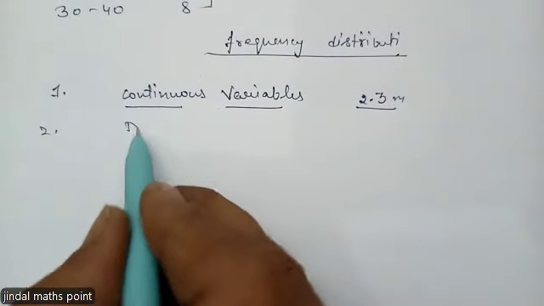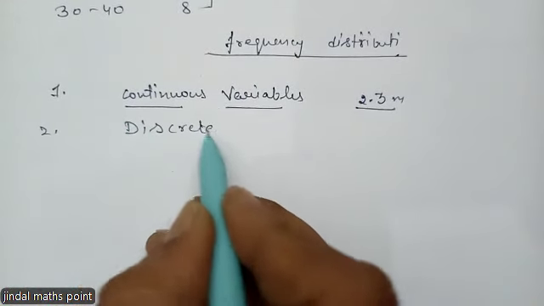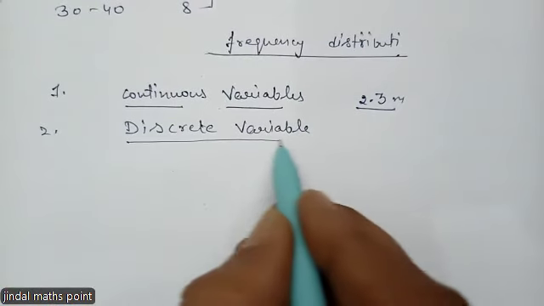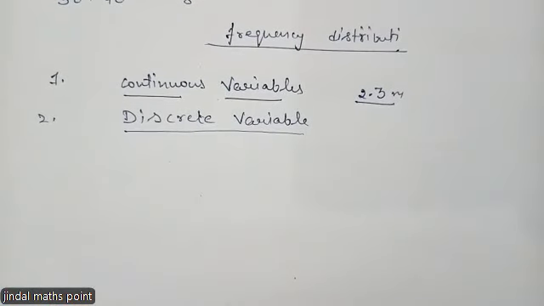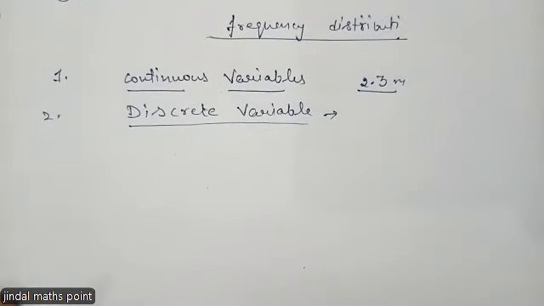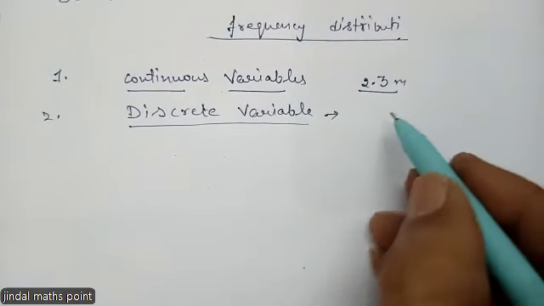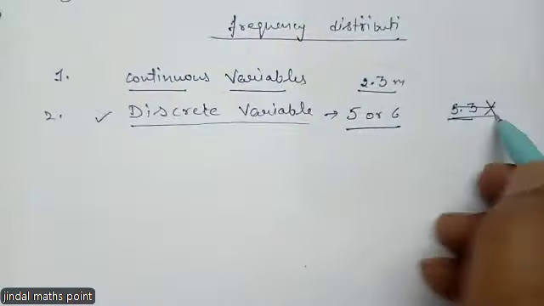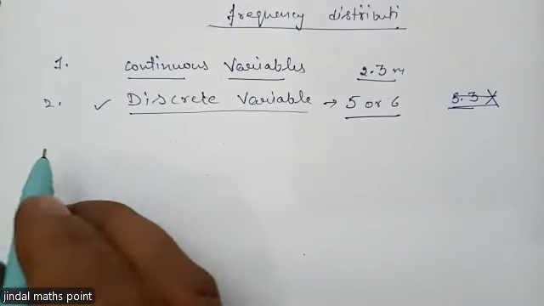Second one is discrete. A discrete variable is one in which no decimal value is to be mentioned. Suppose how many persons are in your house? 5. Can you say 5.3? No. This is called discrete values. 5 or 6 and so on, like this. These are called discrete values.